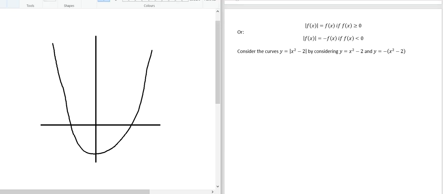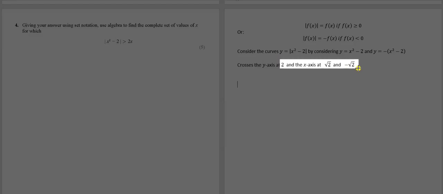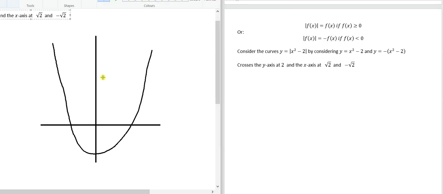So if this is our quadratic, we can indicate straight away some things that we know. Crosses the y-axis at 2. I'm considering this one to start with. And the x-axis at root 2 and negative root 2. So we can incorporate that into our diagram so that we can see more clearly what's going on. In fact, it crosses the y-axis at negative 2, this particular one.